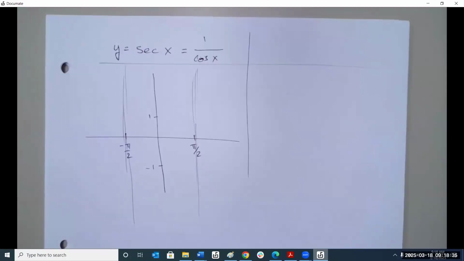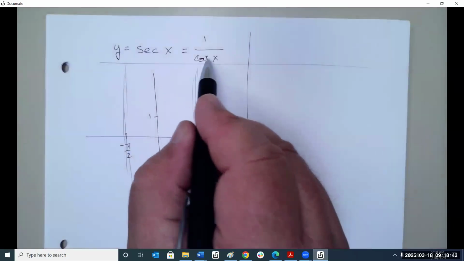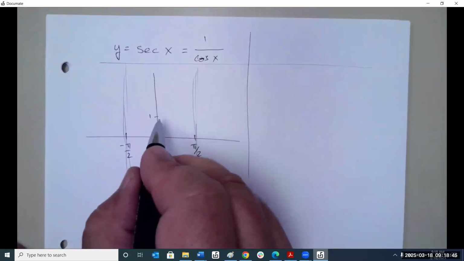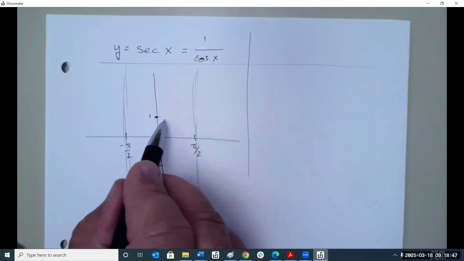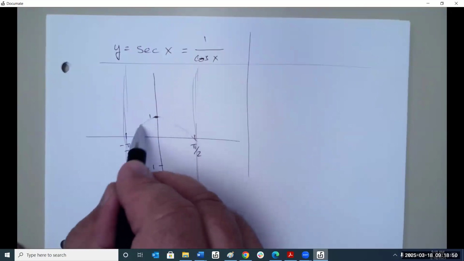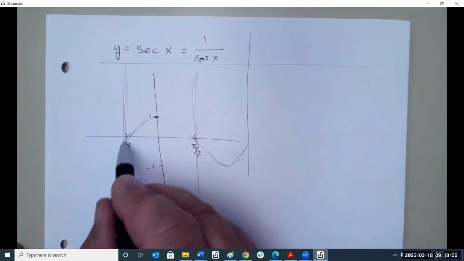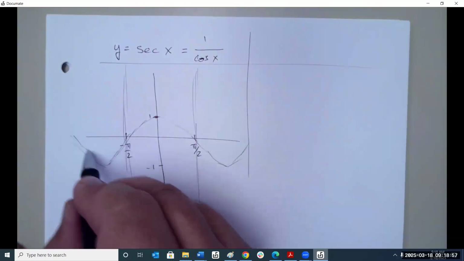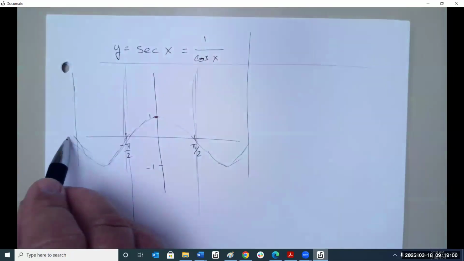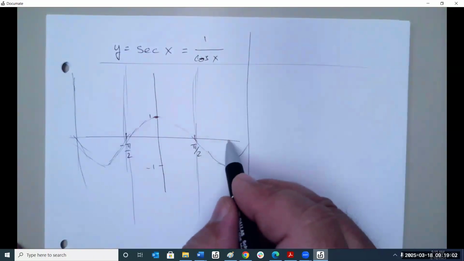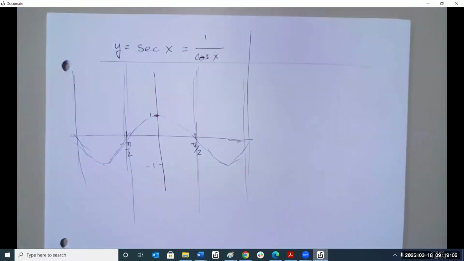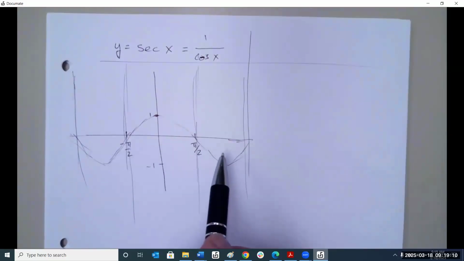The easiest way to graph a secant function is first start off by graphing the cosine function. Anywhere it crosses the x-axis is your asymptote. So that's the cosine function.